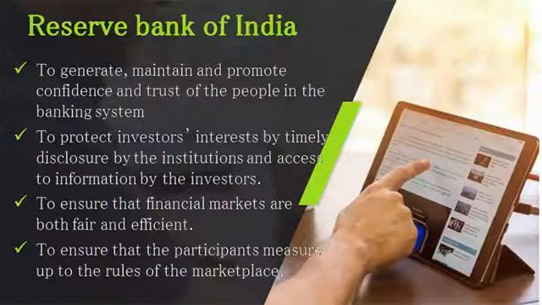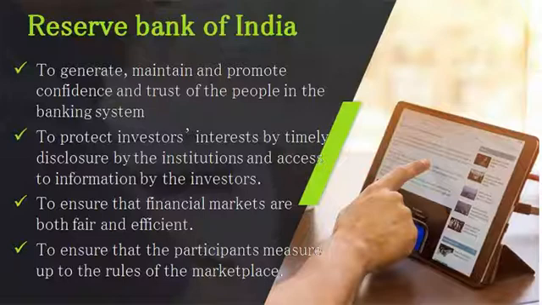So they used to keep money, or save their assets, their gold and cash reserves, in their house. To build confidence so that they keep money in the bank also, these regulations were being done. Next is to protect investors' interest by timely disclosure by the institution and access to information by the investors. Whenever investors and depositors are accessing some information, to protect their interest and their money, these regulations were carried out.